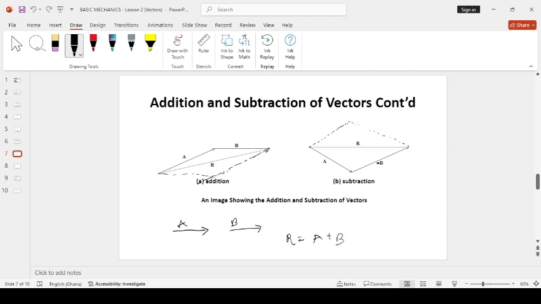Vector A plus vector B, since they are all moving in the same direction. Assume that vector A is equal to 4 units, and vector B is also equal to 4 units. Then the resultant here is by simple arithmetic equal to 4 plus 4, which will give us 8 units.